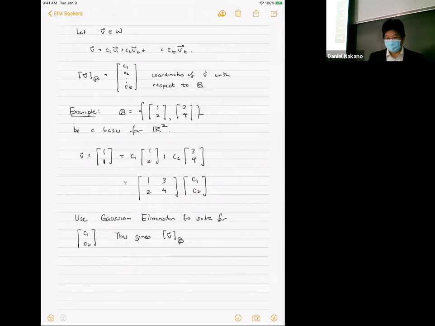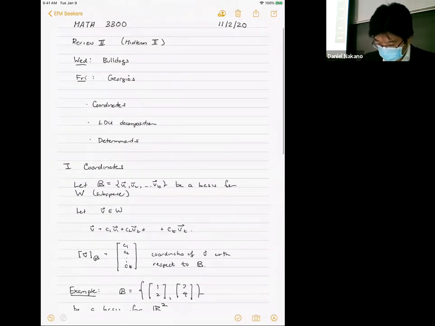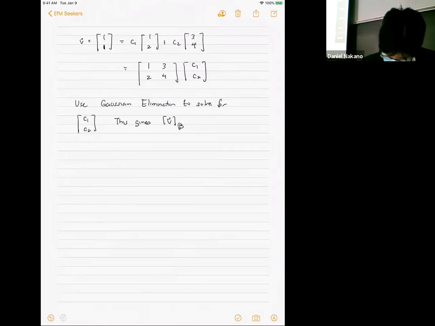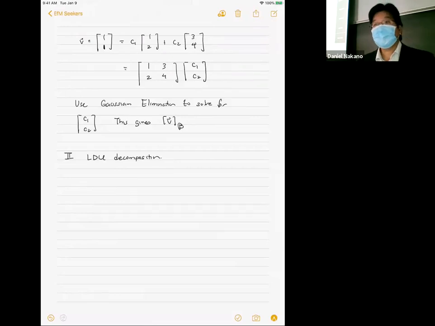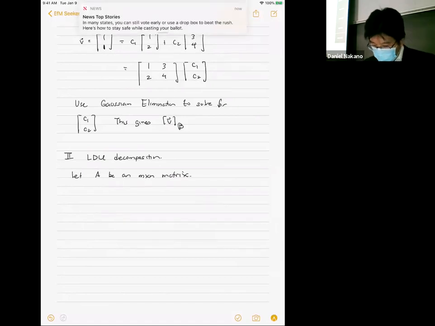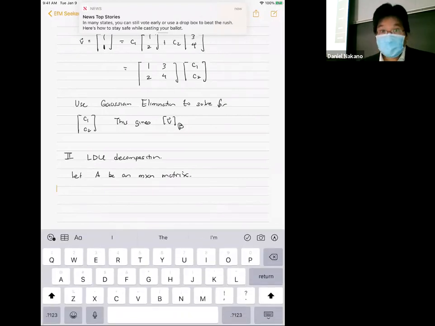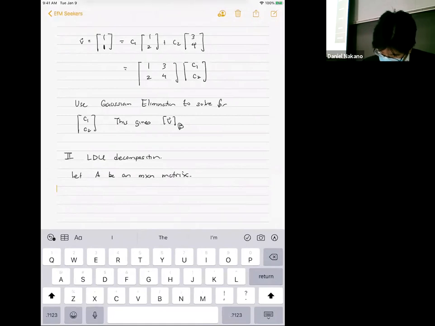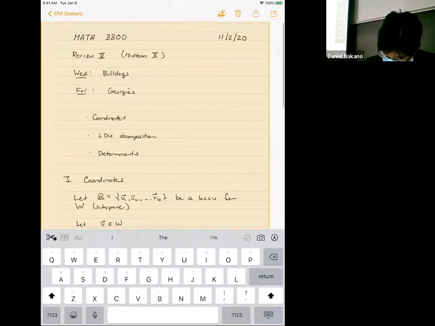All right, so the next thing I want to cover is the LDU decomposition. What's the idea of the LDU decomposition? Let A be an M by N matrix. Sorry. The point is, let's move this up, try to get rid of that. Okay, here we go.